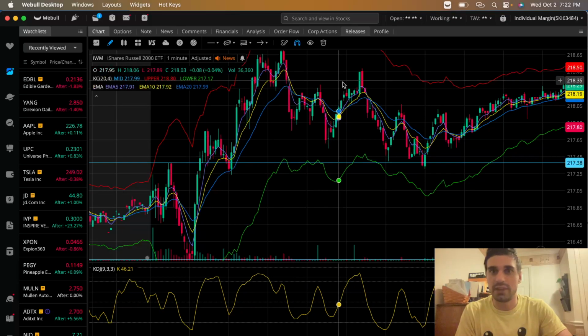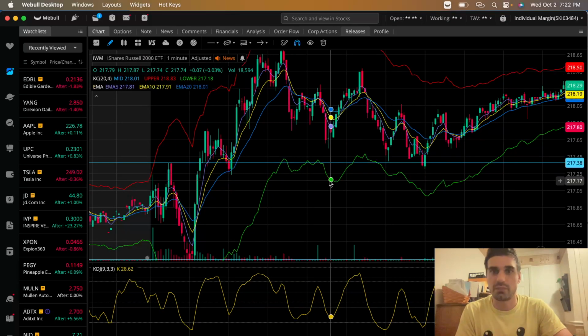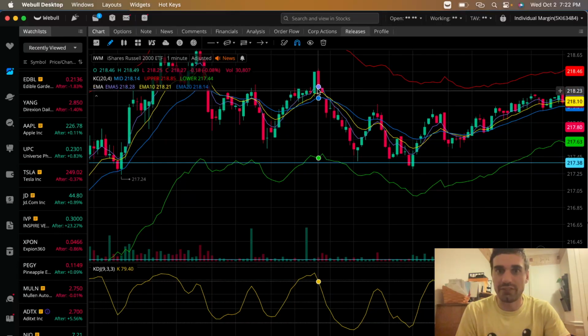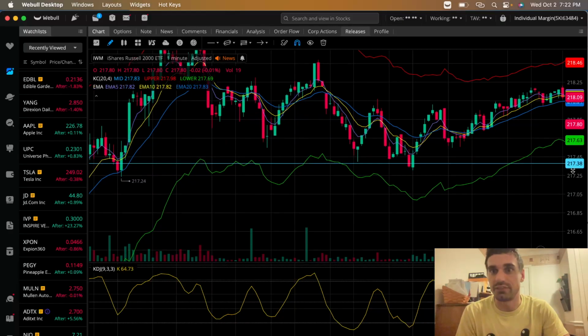We broke above and comes support. And look at this. We hit support, comes up. Hit support, come up. So right in here was a very clear signal of it hitting the EMA 10 right in here on the 15-minute candle.